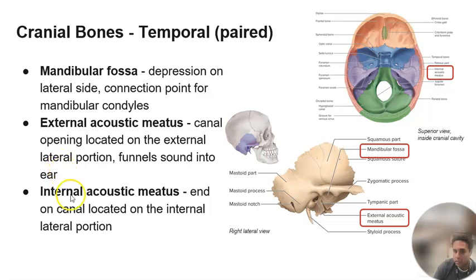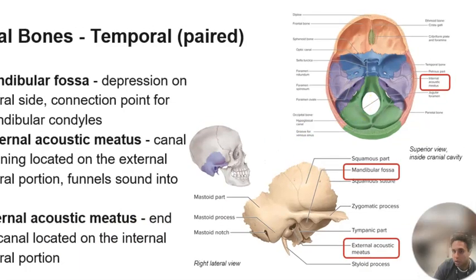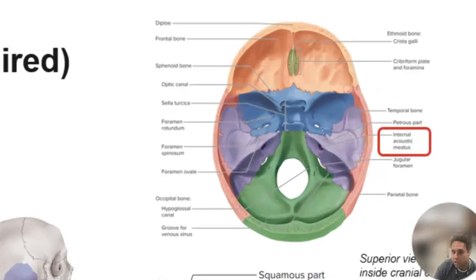And then on the inside, we have the internal acoustic meatus, which is the end of the canal located on the anterior portion. If you look here, you'll see the internal acoustic meatus. So we have the external on the outside. It funnels the sound, and the sound goes through this canal into the internal acoustic meatus over here.